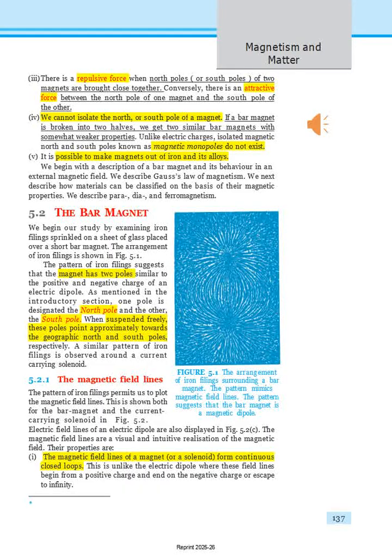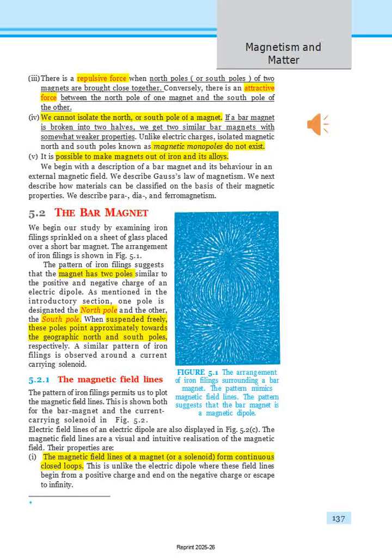The bar magnet. We begin our study by examining iron filings sprinkled on a sheet of glass placed over a short bar magnet. The arrangement of iron filings is shown in Fig. 5.1. The pattern of iron filings suggests that the magnet has two poles similar to the positive and negative charge of an electric dipole. As mentioned in the introductory section, one pole is designated the North Pole and the other, the South Pole. When suspended freely, these poles point approximately towards the geographic North and South Poles, respectively. A similar pattern of iron filings is observed around a current-carrying solenoid.